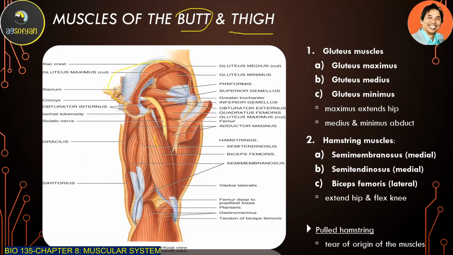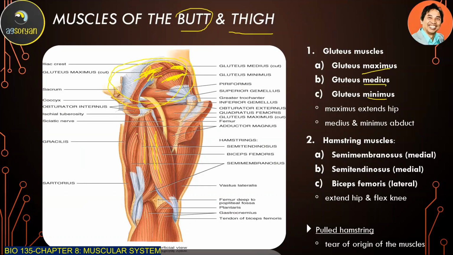So it's going to be the gluteal muscles. They consist of maximus, medius, and minimus. This is maximus being cut, then medius a little bit on the top, and gluteus minimus, you only see it when the maximus is cut. So these are the three gluteal muscles.